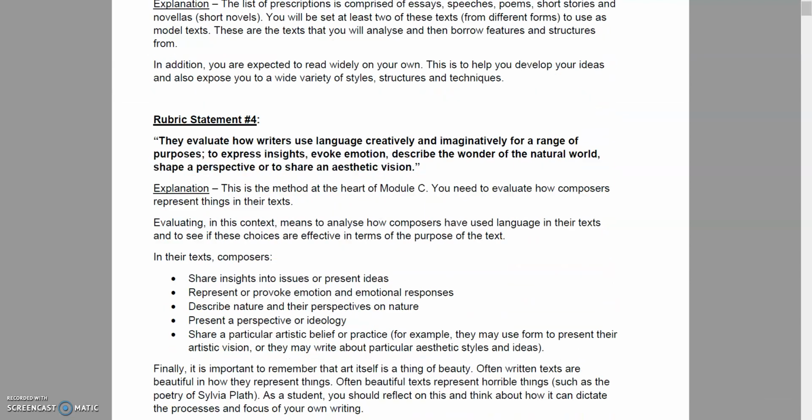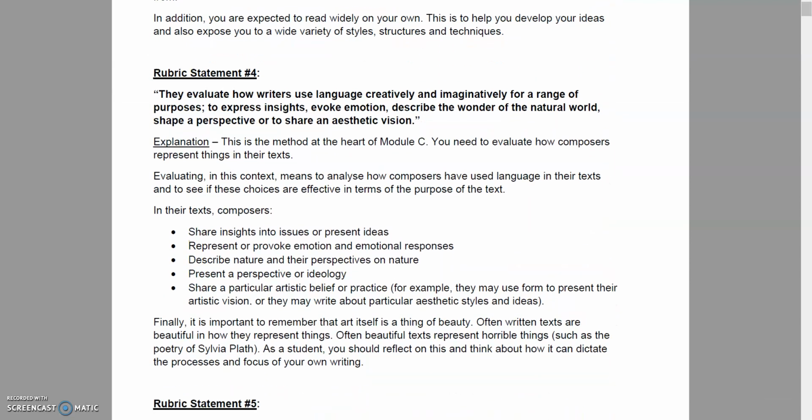Sorry, I just jumped a bit far. Rubric point 4, again, emphasis here is upon looking at language creatively and imaginatively, and how language, everything in senior English is about language. Actually, everything in high school English, right from juniors, is about the emphasis upon language.